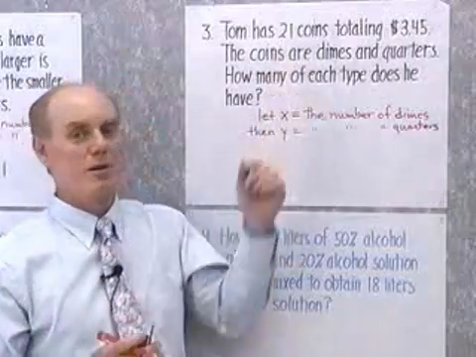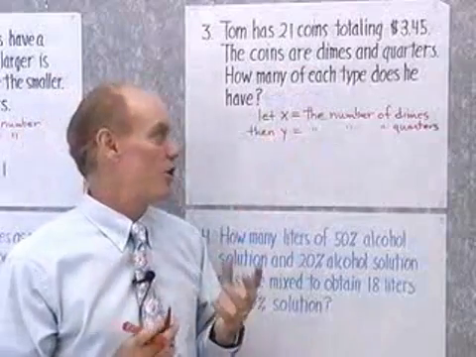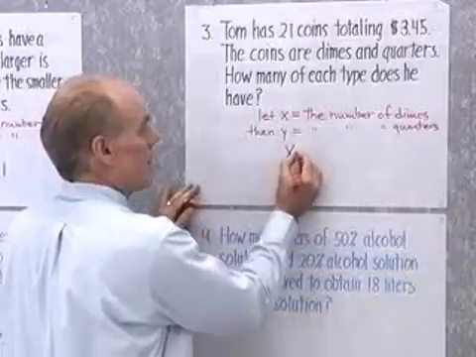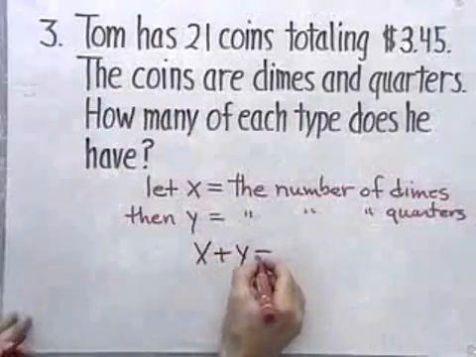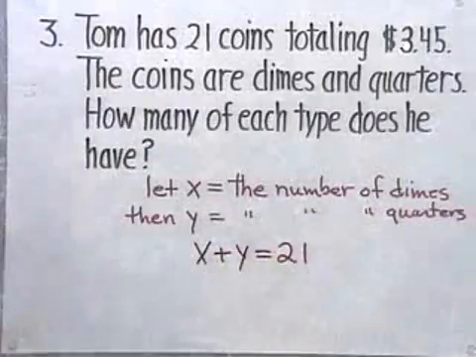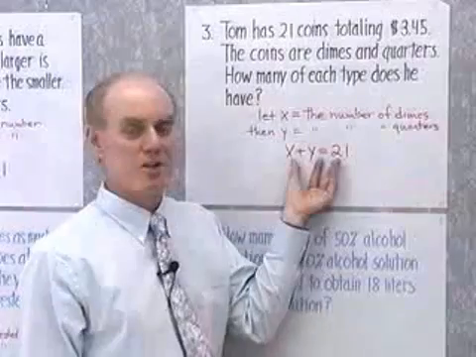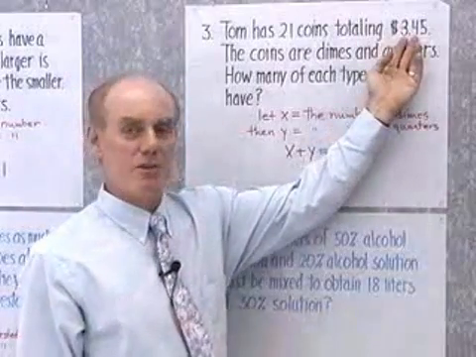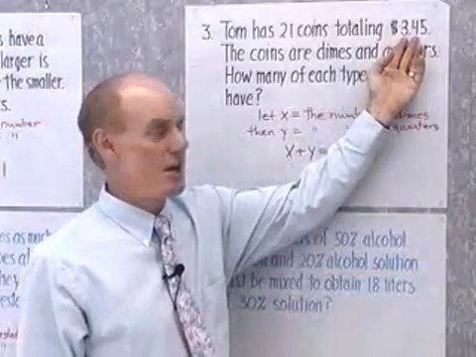So X is the number of dimes and Y is the number of quarters. Now, Tom has a total of 21 coins. Well, the coins are all dimes and quarters, so the total number of coins is the sum of X and Y. So X plus Y is equal to 21. So this tells me that the total number of coins is 21.